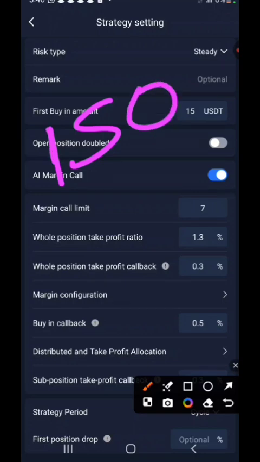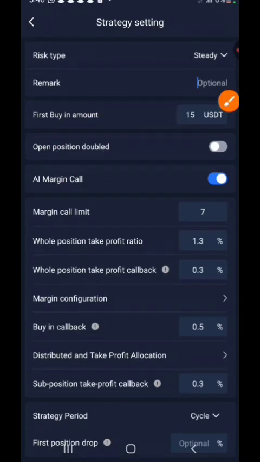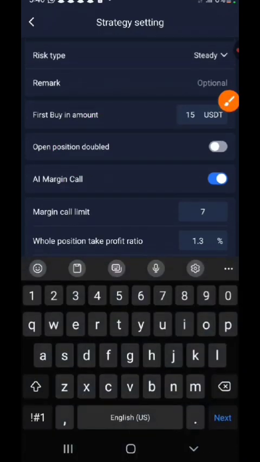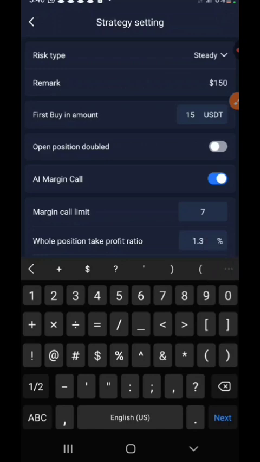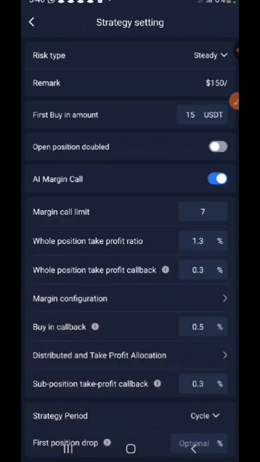How am I going to set it? First of all, I'm going to name this strategy so that I can differentiate it from other strategies. So I'm going to rename it as $150 stroke the first buy. So for the first buying amount, this is the money that you want your robot to use at first when it goes to the market.